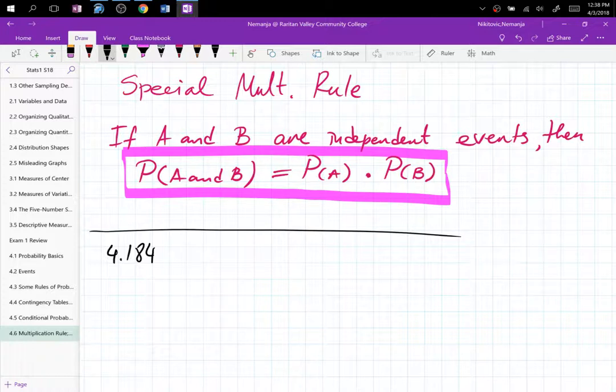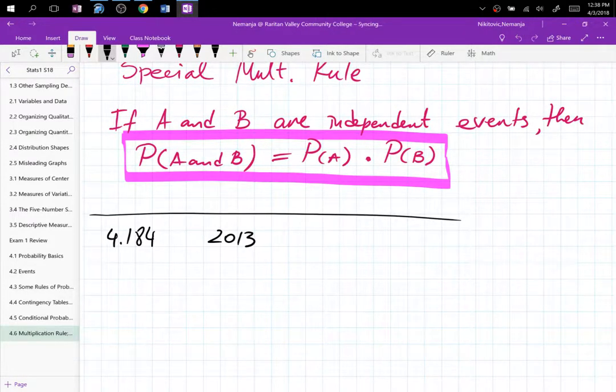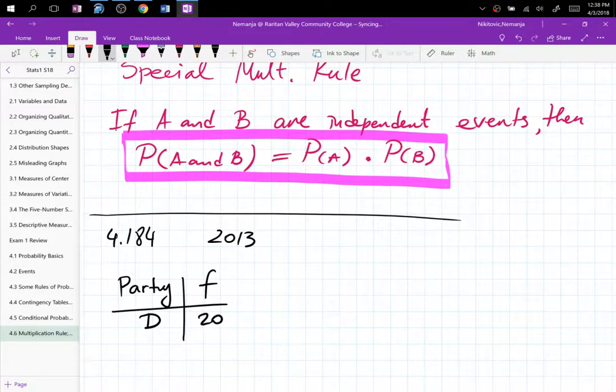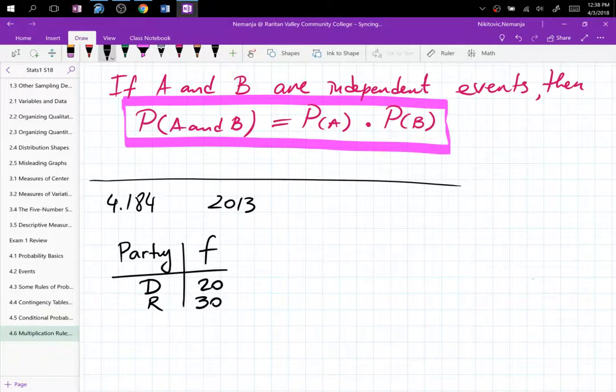And this is data for 2013 governors. We have the frequency distribution table, with party and the frequency. We have Democrats at 20 governors and Republicans at 30 governors. So these are the governors in 2013. Let's take a look at some probabilities. First of all, you might want to immediately have the total number of governors, which is 50 governors.